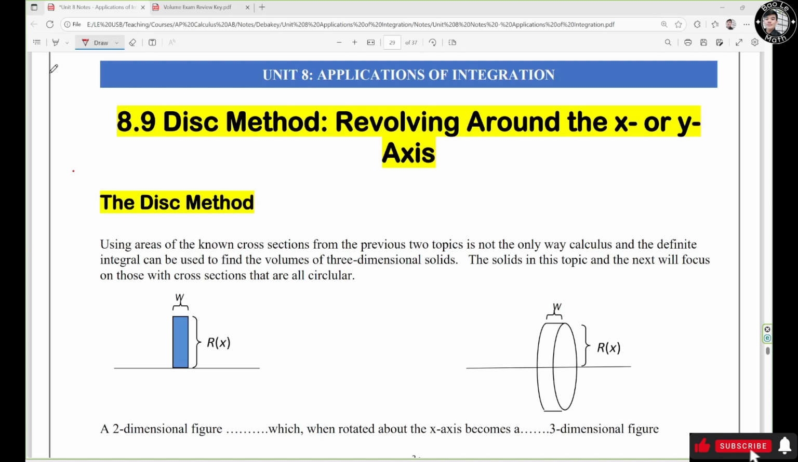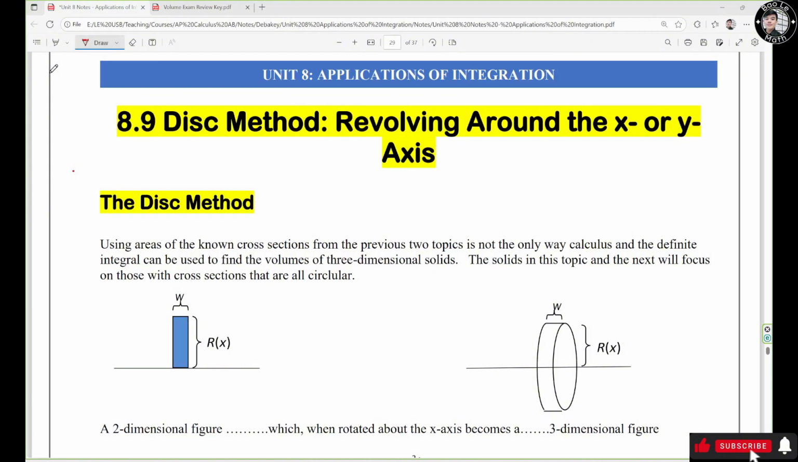In the known cross-sections technique you learned in previous lessons, you're given a base region in the plane and you build a solid by stacking up slices perpendicular to an axis. Each slice has a specific known shape like squares, rectangles, triangles, semicircles, etc. Then the volume is found by integrating the area of each cross-section.